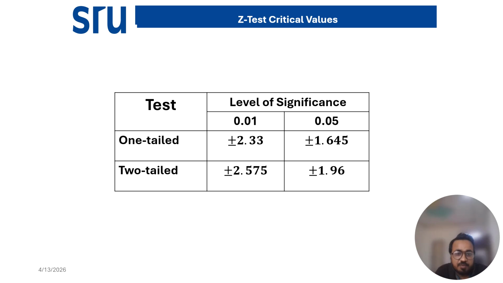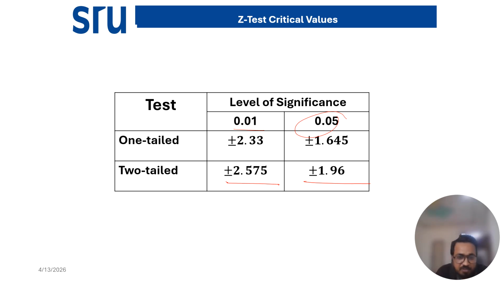So now we will use the critical value of Z test. If the level of significance is given as 0.01, for the one tail test this is equal to plus minus 2.33, and for the significance level alpha equal to 0.05, for one tail it is equal to 1.645. For alpha equal to 0.01 for two tail it is 2.575, and for two tail for alpha equal to 0.05, this is equal to 1.96. So this is the critical value from the Z distribution table for the Z test.